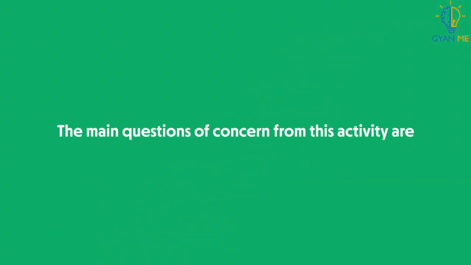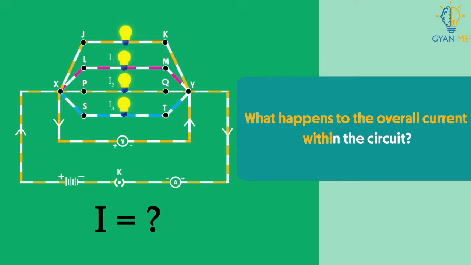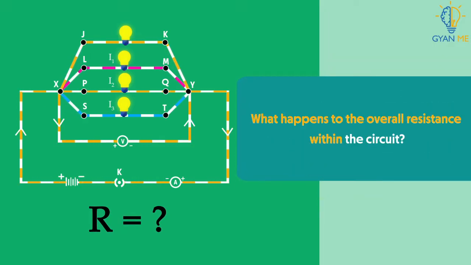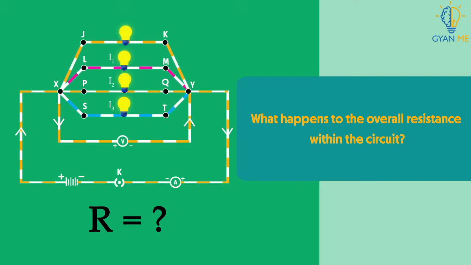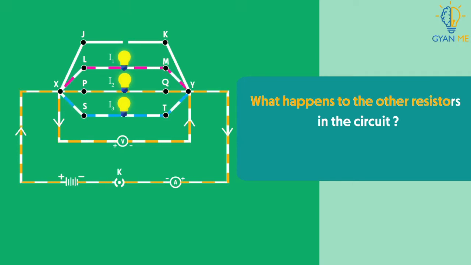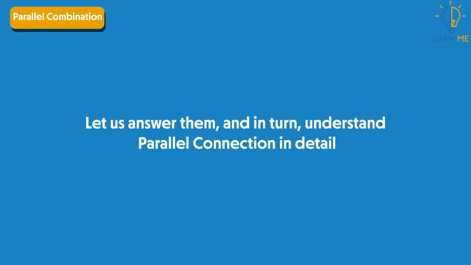The main questions of concern from this activity are: first, as the number of resistors increases, what happens to the overall current within the circuit? Second, as the number of resistors increases, what happens to the overall resistance within the circuit? Third, if one of the resistors is turned off, what happens to the other resistors in the circuit? Do they remain on, that is, lit? Recall students that here the filament of a bulb is a resistor itself. Let us answer them and understand parallel connection in detail.